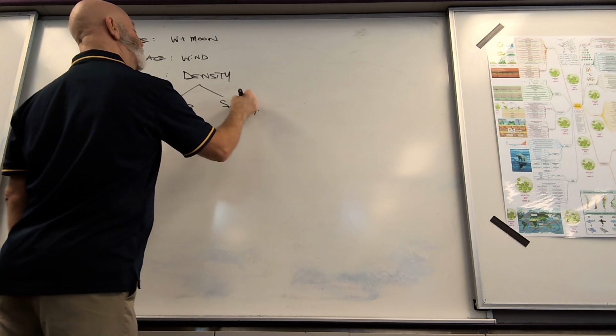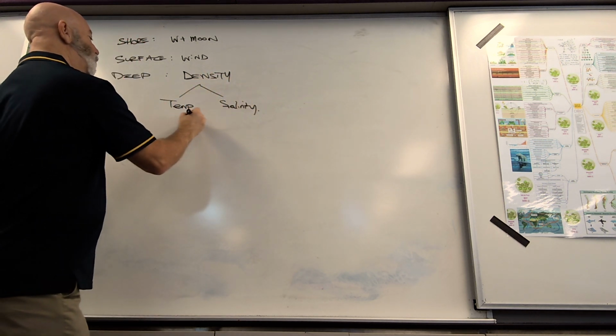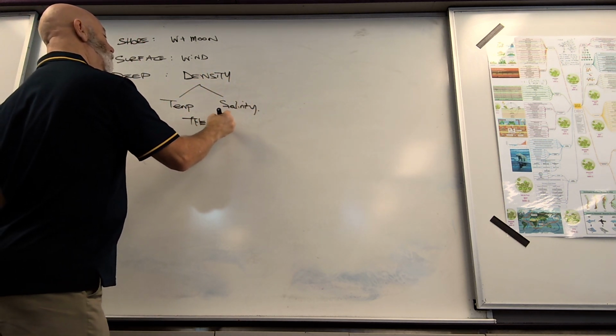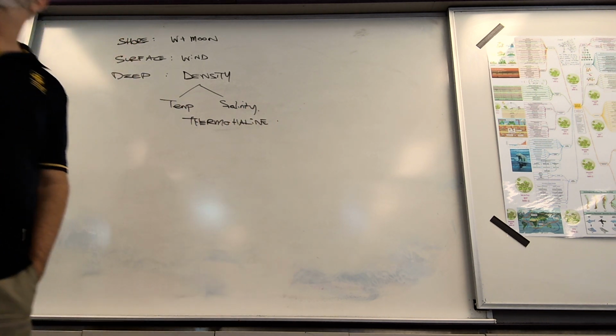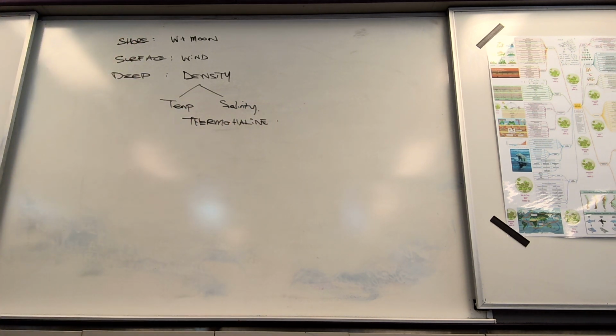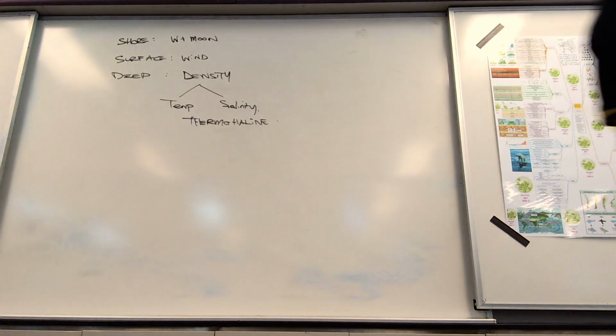This is what we call thermohaline. So essentially, if it's got a low density, it will rise. With a high density, it will sink. What is a current? Moving in the water. Just movement of water from one place to another.